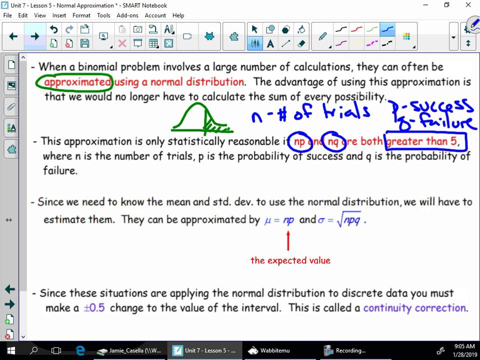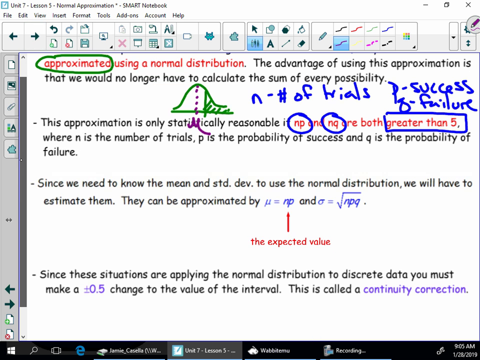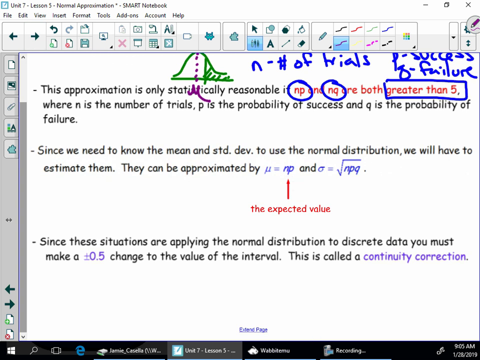Okay. Additionally, if you're thinking about my normal distribution here, we know our normal distribution is based on the mean and standard deviations, right? 68, 95, 99, those are based on standard deviations. But if I go back to our question for a second here, we don't have those things. They told us how many questions there were, they told us success and failure, but they don't give us a mean and standard deviation. So we need to approximate them. To approximate them, the mean is n times p. Now, the good news is we have to calculate that anyways to see if this is statistically reasonable. So I'll have an extra piece of information.